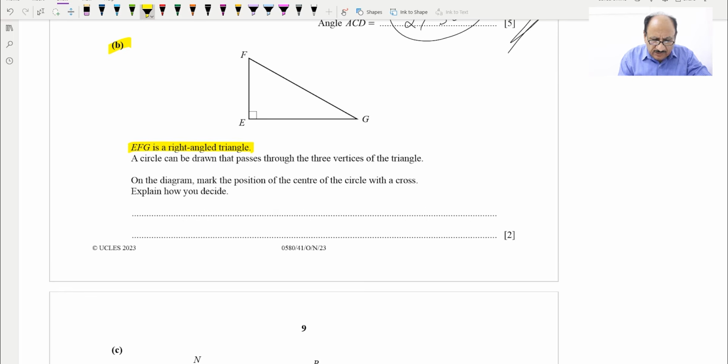EFG is a right angle triangle. A circle can be drawn that passes through the three vertices of the triangle. On the diagram, mark the position of the center of the circle with a cross. Explain how you decide. So that mark will be over here at the middle of this one.